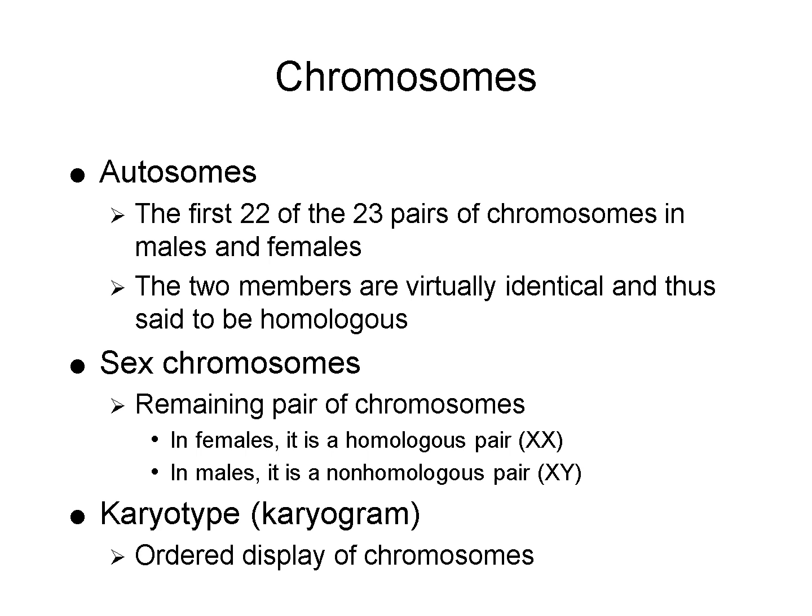In females, the sex chromosomes form a homologous pair, labeled XX. In males, they form a non-homologous pair, labeled XY. To visualize chromosomes, scientists create a karyotype, also known as a karyogram, which is an ordered display of all the chromosomes arranged by size and shape.